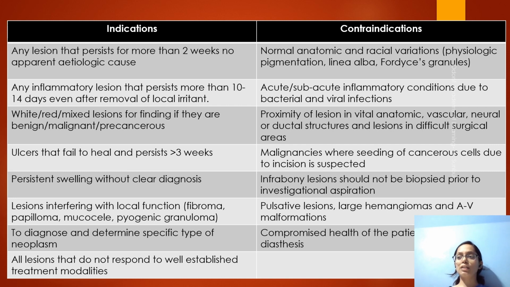And if the lesion is very close to an anatomic structure where it can cause more harm than benefit. Infrabony lesions should not be biopsied unless aspiration has been done. Pulsatile lesions, like AV malformations or hemangiomas, are not to be biopsied, because there will be a lot of bleeding, and we will not be able to control that. And if the patient has a compromised health condition, they might not be able to heal from the small biopsy procedure that you are doing.